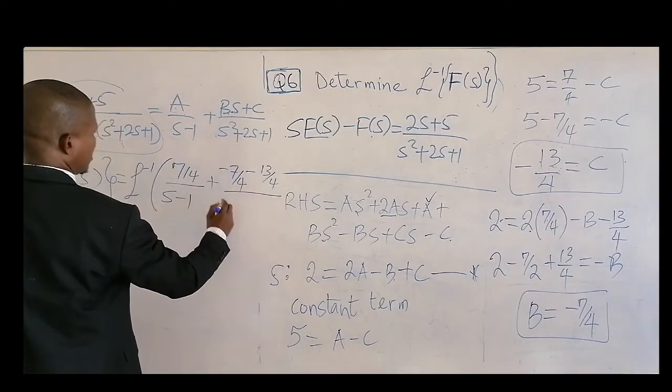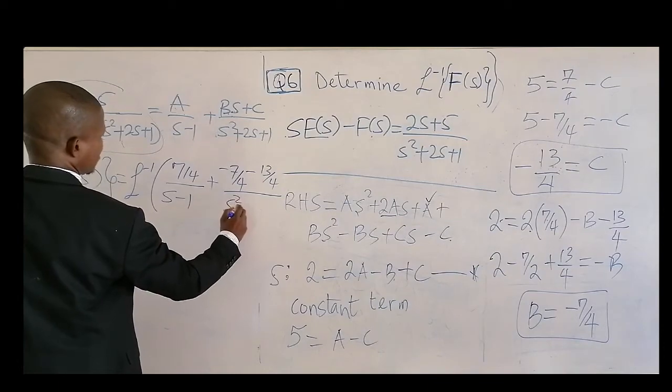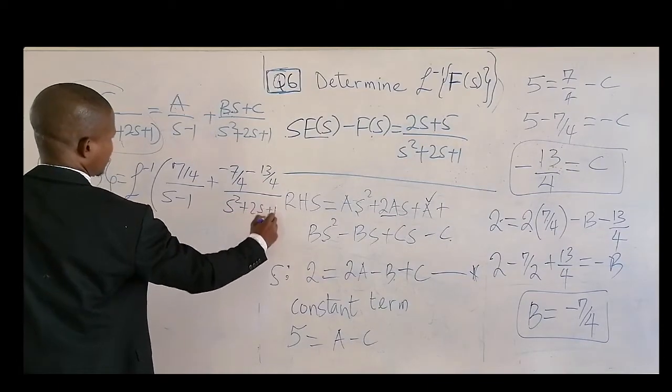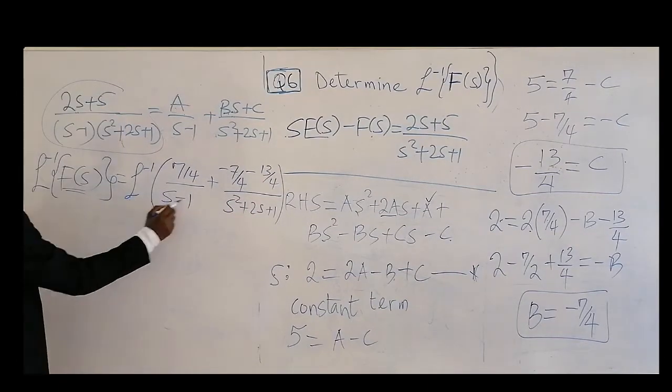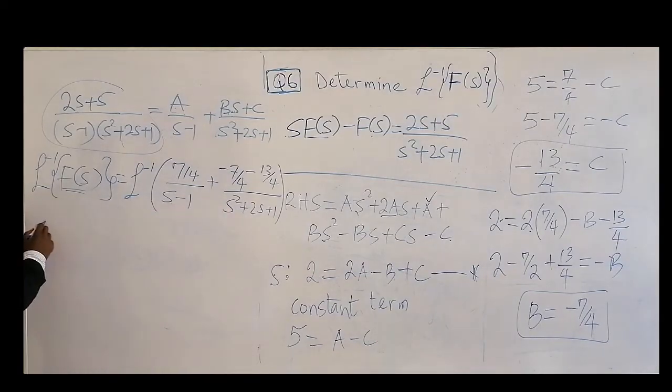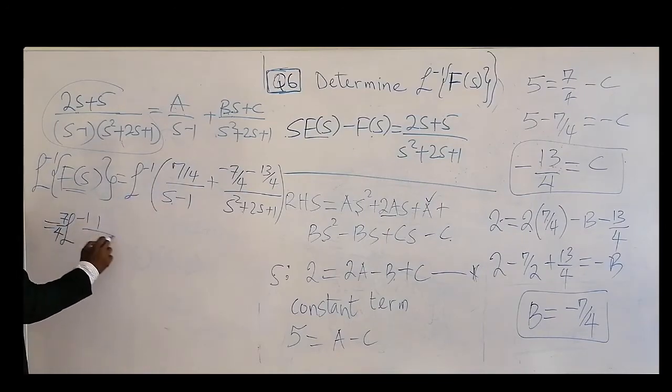Over 4 all over this plus this plus this. The Laplace of a sum of functions will be equal to the inverse of each of those functions. 7 over 4 can come outside, and that will be what? 1 over what? X minus 1.